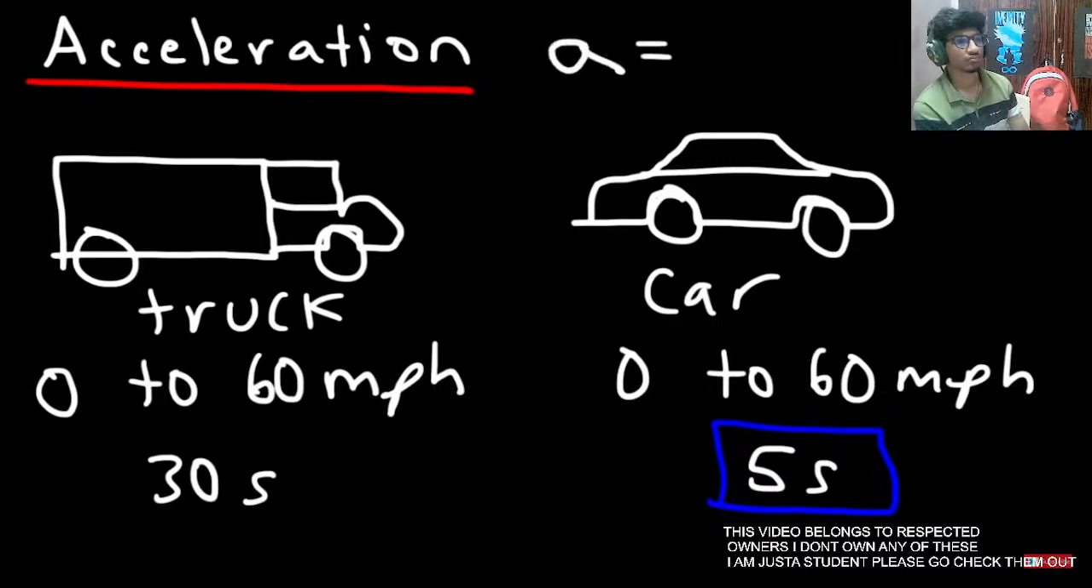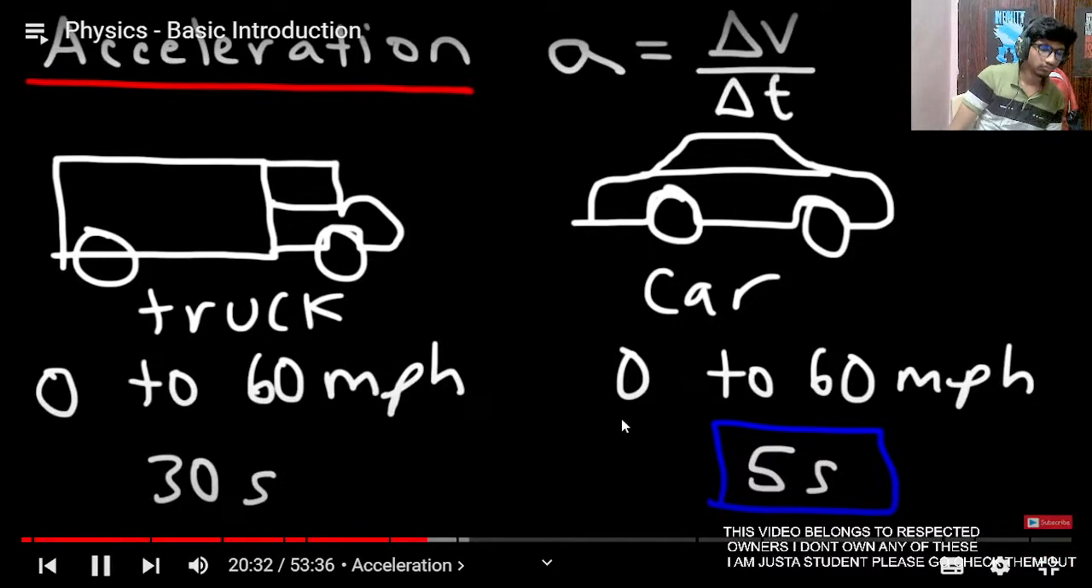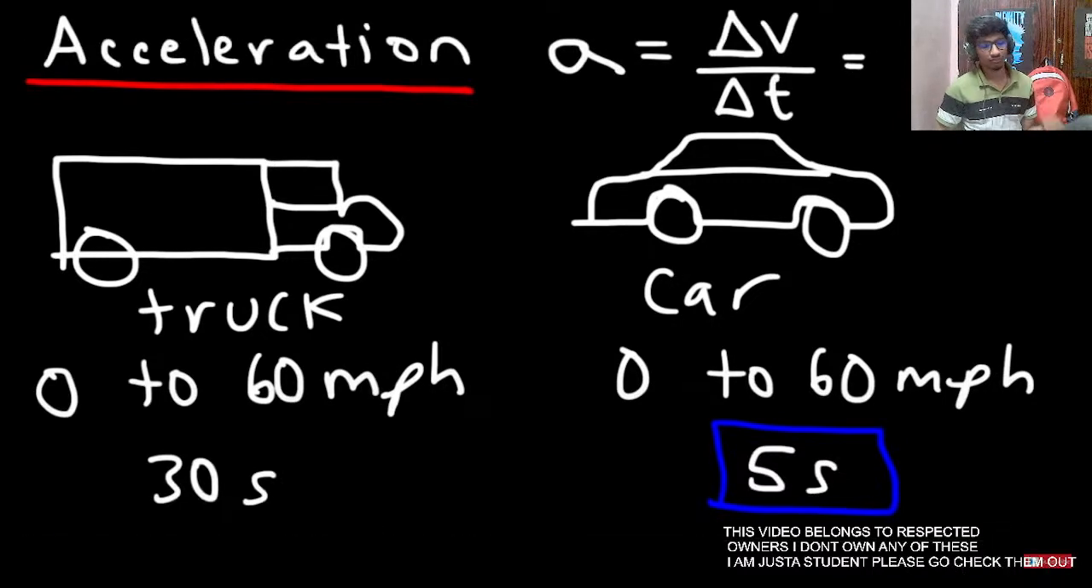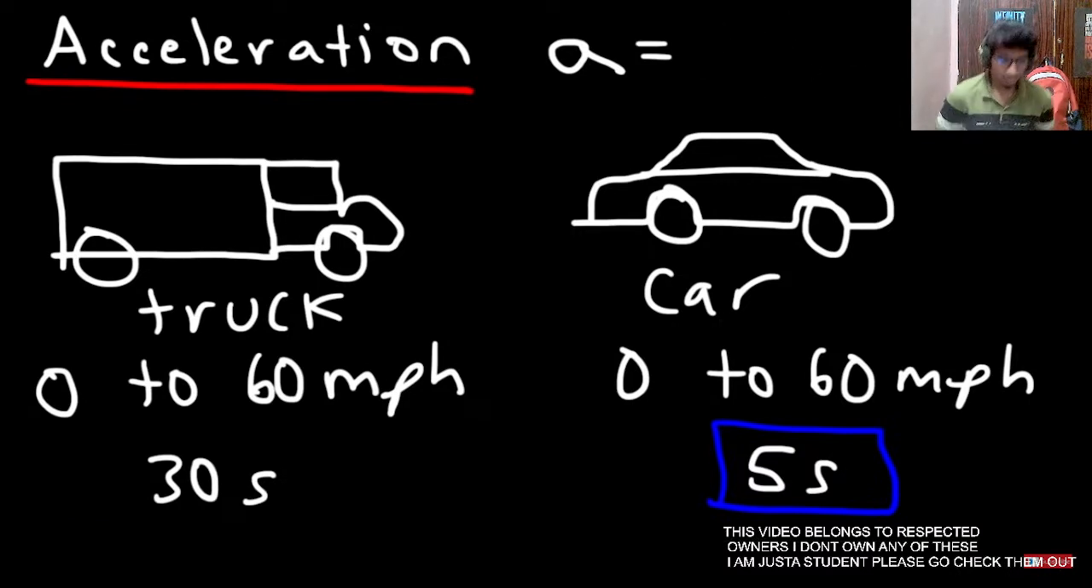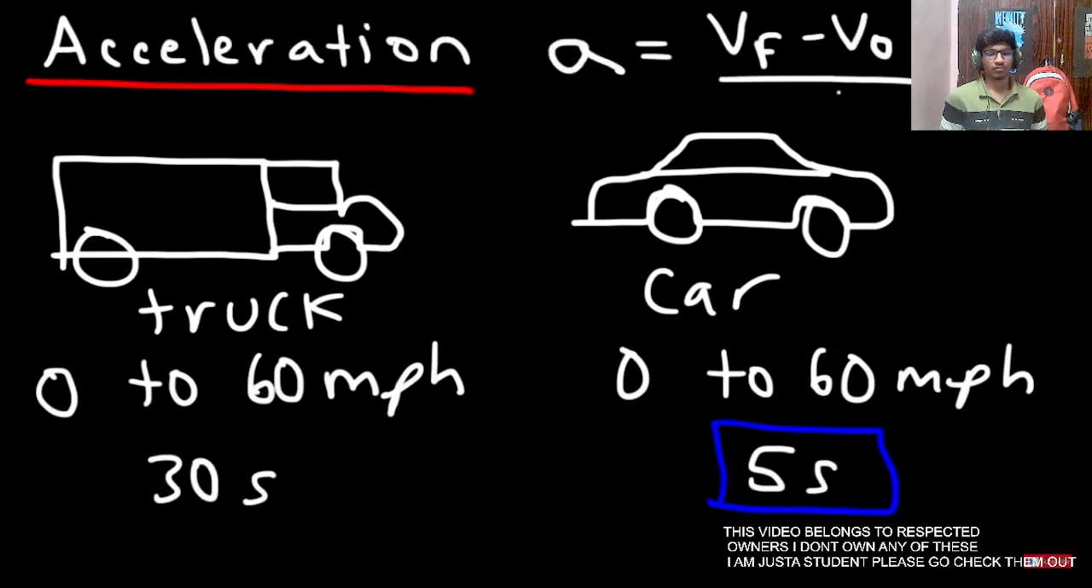Acceleration is defined as the change in velocity divided by the change in time, or sometimes you can just put t. So you can write it this way. Let me adjust the formula. If you see the triangle, it simply means change. So acceleration can be written this way: it's the final velocity minus the initial velocity divided by the time.